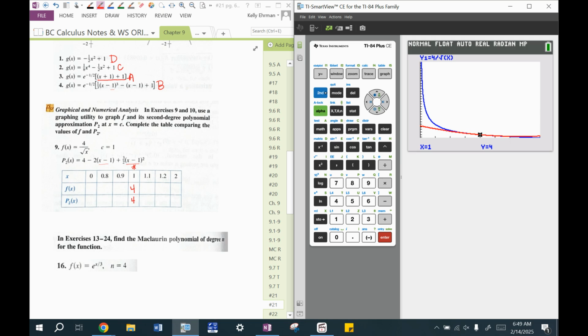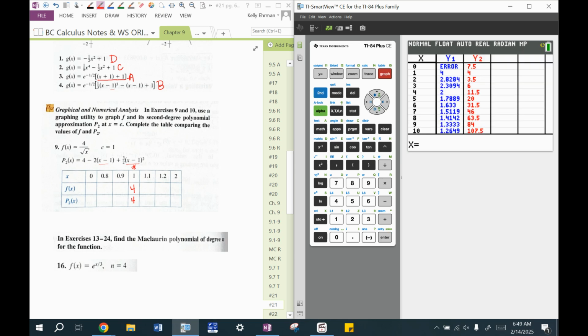All right, so I'm going to use the table to get these values. At 0, f of x is undefined because it's 4 divided by 0. P of x is equal to 7.5. Quite a difference there.